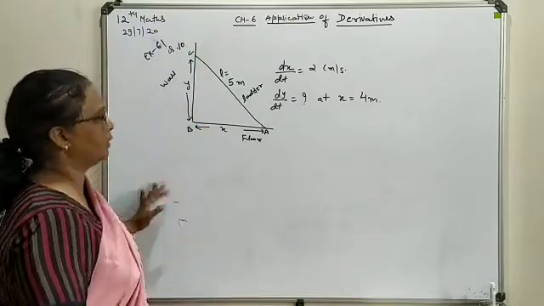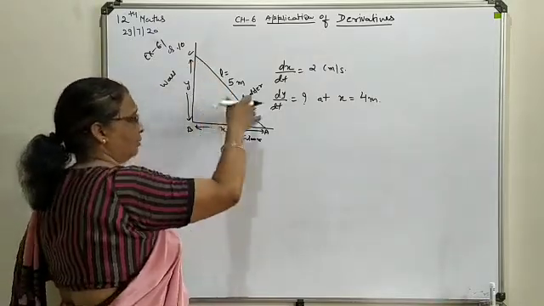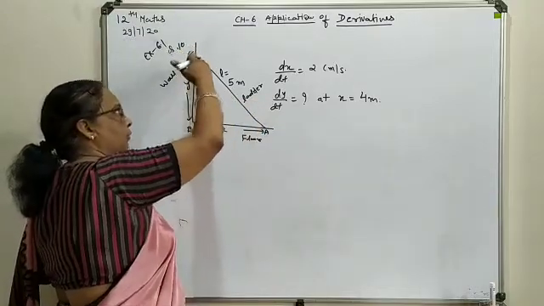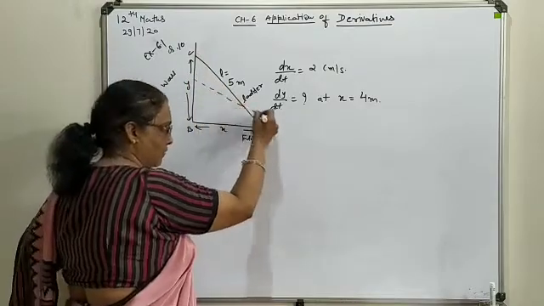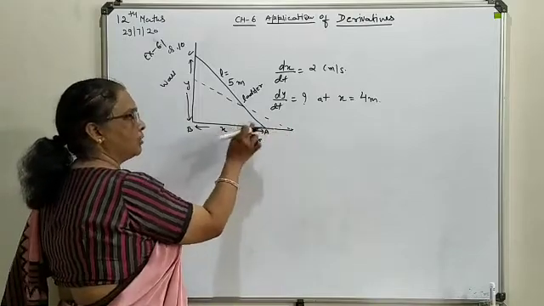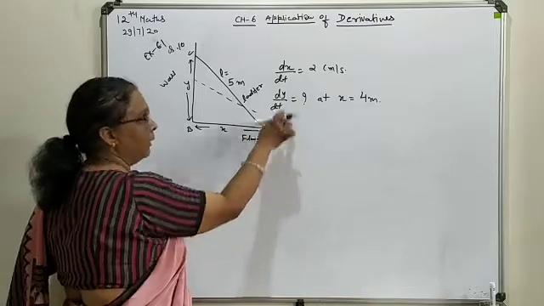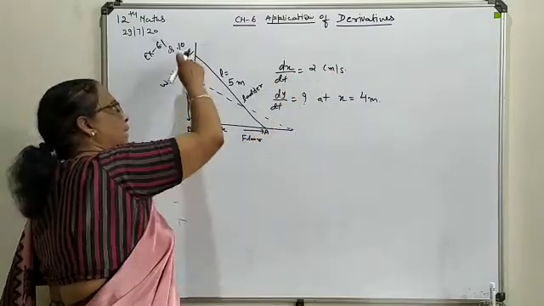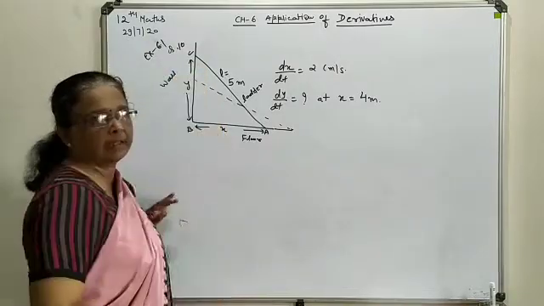Now as we keep moving this ladder on the floor, this will be the position after some time. The speed at which the bottom of the ladder keeps moving is 2 centimeter per second. So we have to find out at which speed this height keeps decreasing.